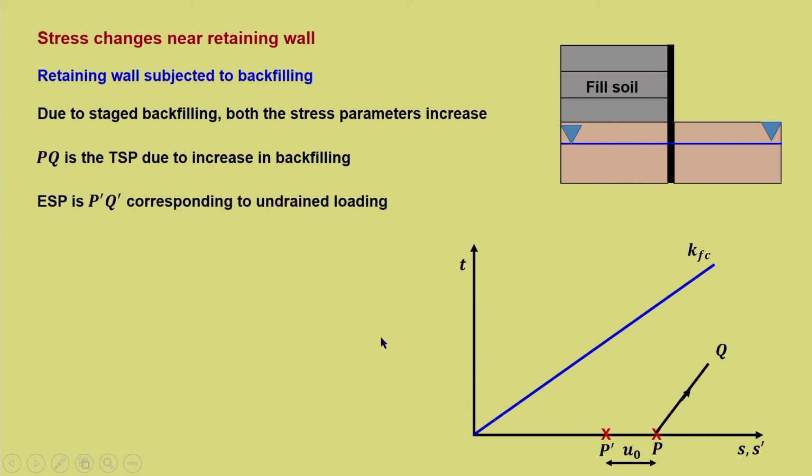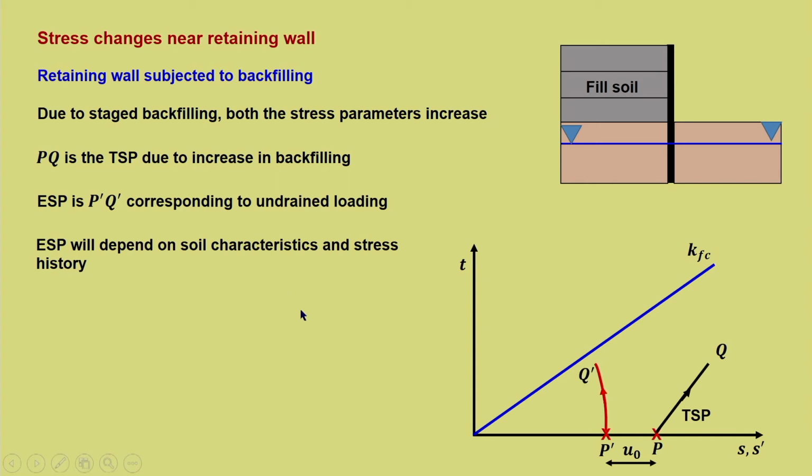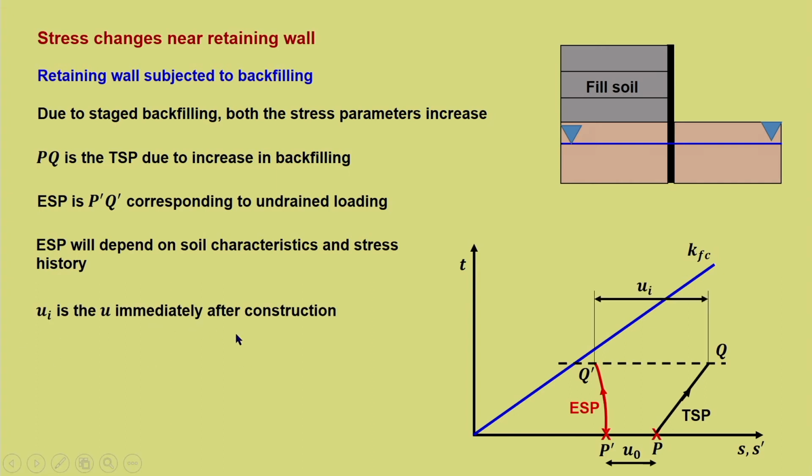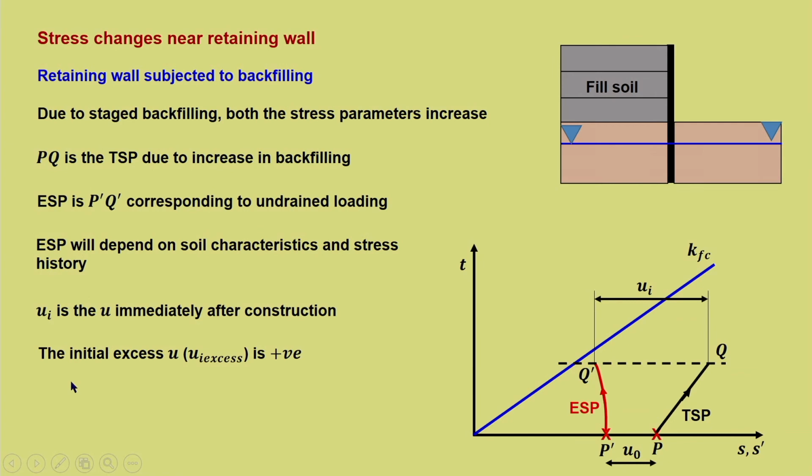Now, ESP is given by P dash Q dash, and it will depend upon soil characteristics and stress history. So, P dash Q dash is the effective stress path. UI is the water pressure immediately after construction. Now, in this case, since it is getting loaded, it is more like a compressive load. So, the initial excess water pressure will be positive. So, that is the difference. So, this will be positive, and this positive water pressure dissipates with time and U reduces.